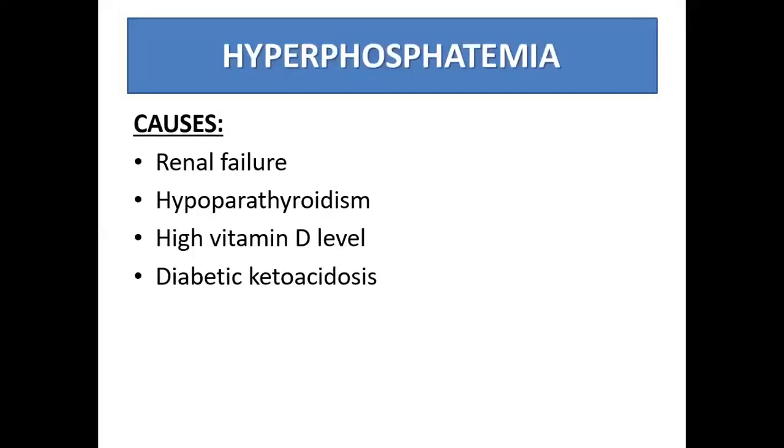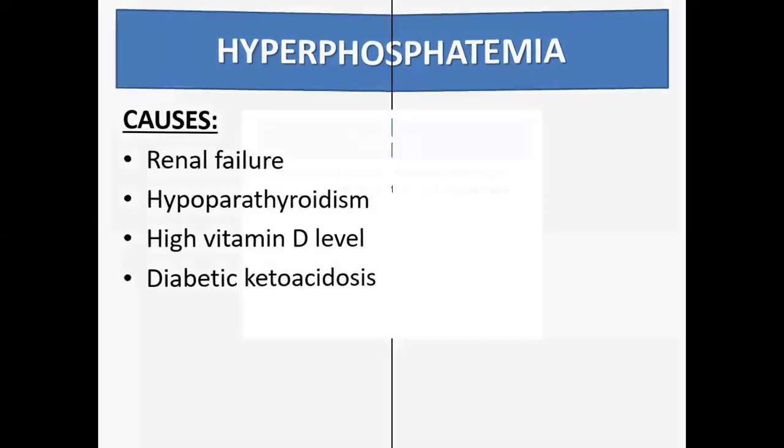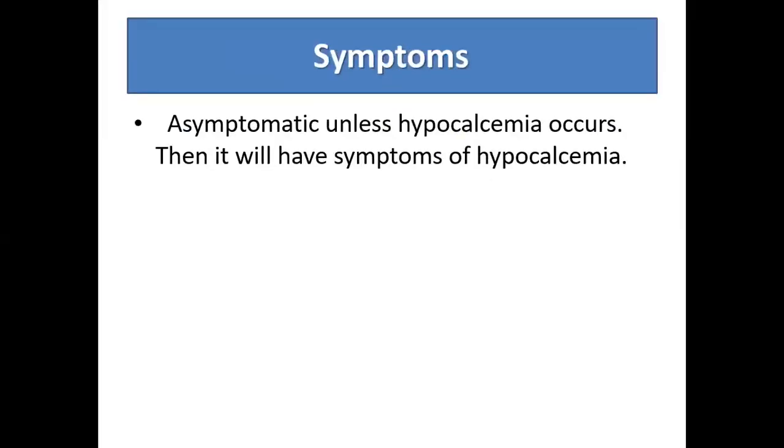Now, moving on to hyperphosphatemia. What will be the causes? Renal failure, hypoparathyroidism, high vitamin D level, and diabetic ketoacidosis. What will be the symptoms? Usually it is asymptomatic unless hypocalcemia occurs. Then you will have the symptoms of hypocalcemia. So this is all regarding phosphate.